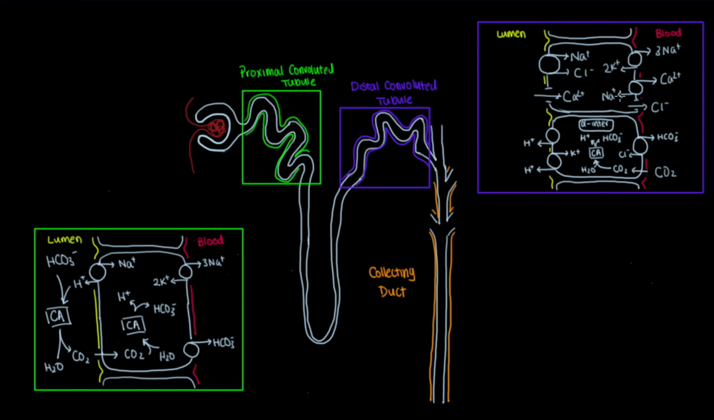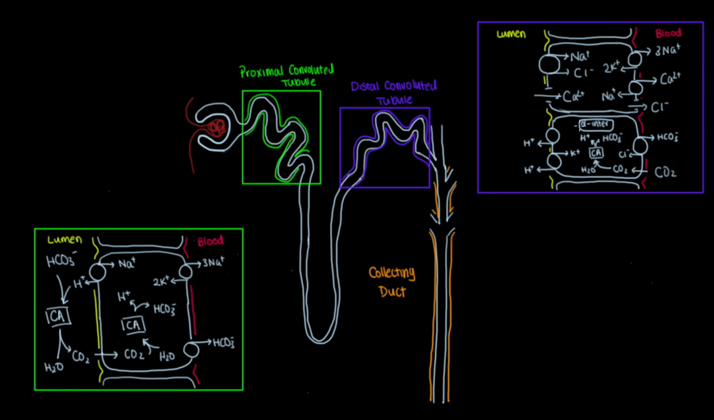Now, if you imagine, for example, your blood is a little bit more acidic than you would like, then what you may do is take some of the carbon dioxide floating around in your blood, use carbonic anhydrase to create acid and bicarb so that you can secrete out the acid and reabsorb some bicarb and restore some of the balance here.